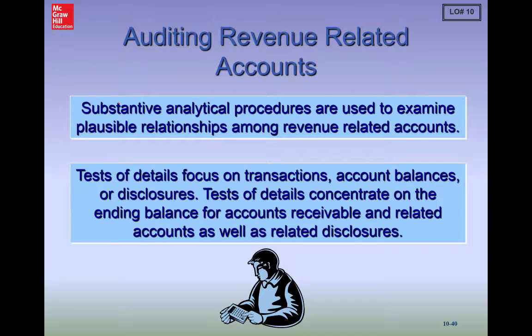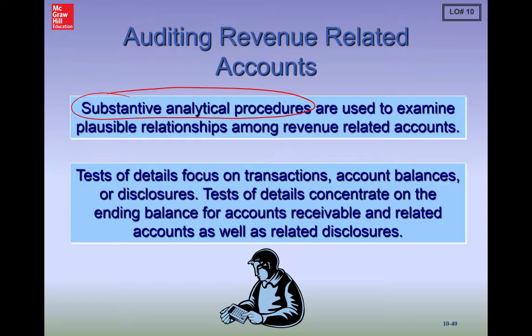We do substantiated analytical procedures, and we're looking for relationships here, maybe trend analysis between the revenue accounts. If revenue is going up, hopefully collectability is going up. If revenues are increasing but the accounts receivable balance is increasing too, then we can have an issue with collectability.